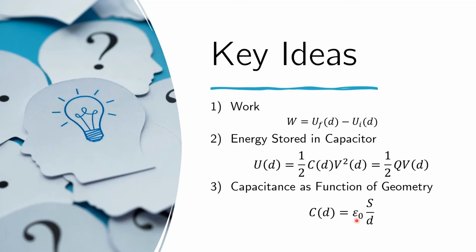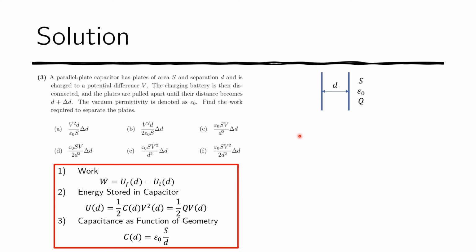Now we start working on the energy terms here so we can find the work. Let's start with the initial state. Here we have a separation D and then an area S, permittivity epsilon naught, and the total charge Q. And the energy stored in this capacitor would be the following.